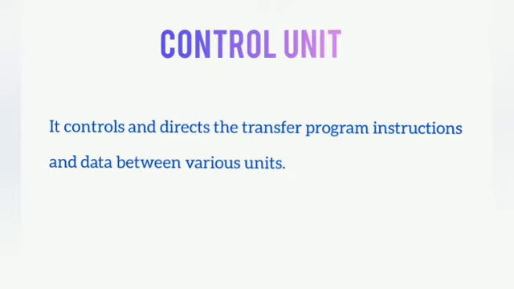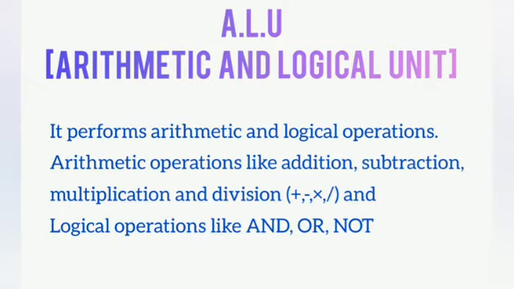Coming to the control unit, as the name says, it controls and directs the transfer of program instructions and data between various units. It passes the data between various units. Its main activity is to maintain order and direct the operations of the entire computer system. Coming to the next one, that is the ALU. This ALU performs arithmetic and logical operations. It also controls the speed of these operations.